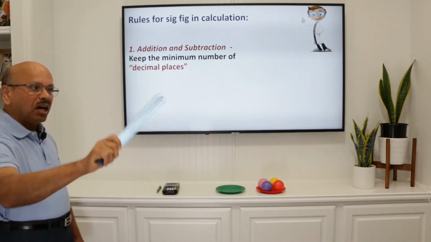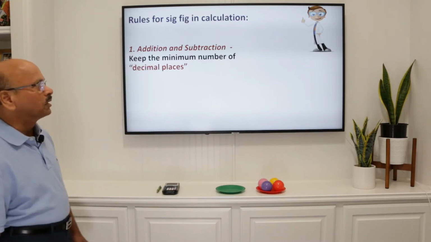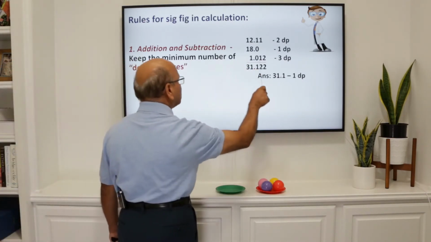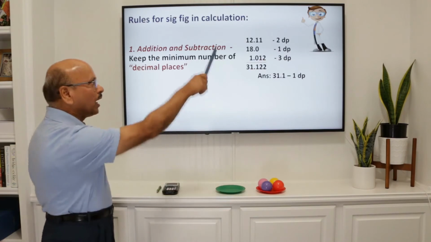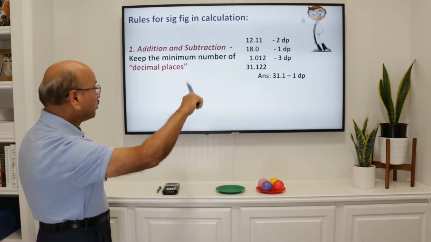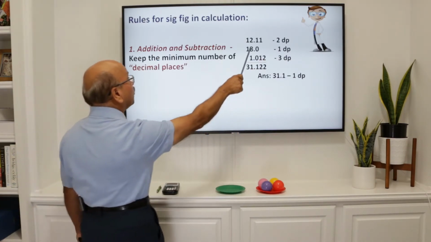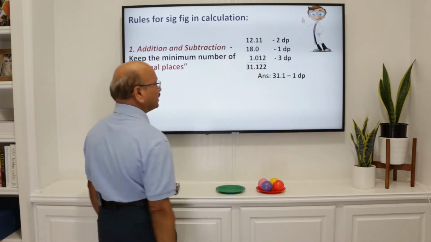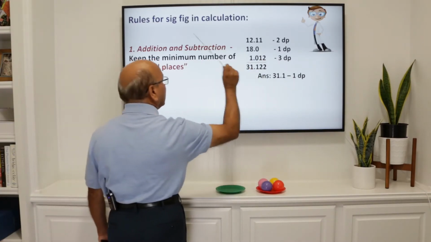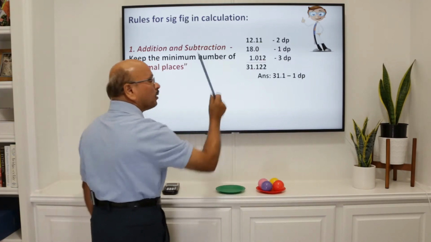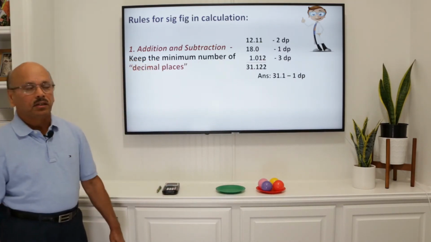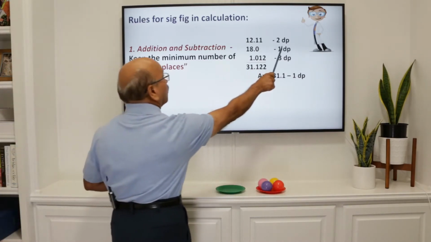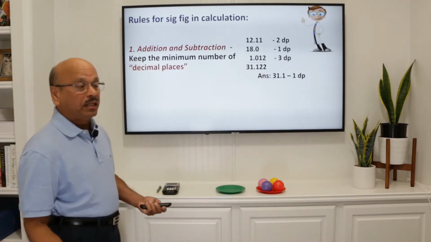The places coming after the decimal are called the decimal places. For example, let's take this particular addition. We have 3 measurements you are adding together. When you are adding or subtracting numbers, we only look at the decimal places. The first number has 2 decimal places, the second number has 1 decimal place, and the third number has 3 decimal places. So what is the rule? You have to keep the minimum number. That means only 1 decimal place you have to keep in the answer.